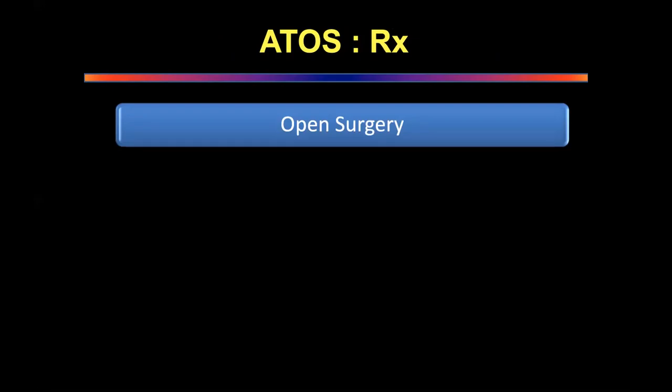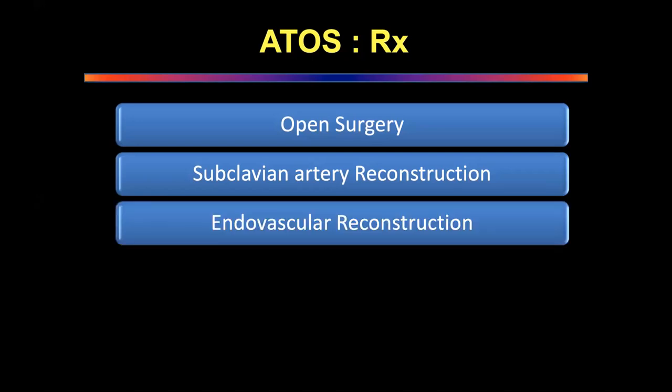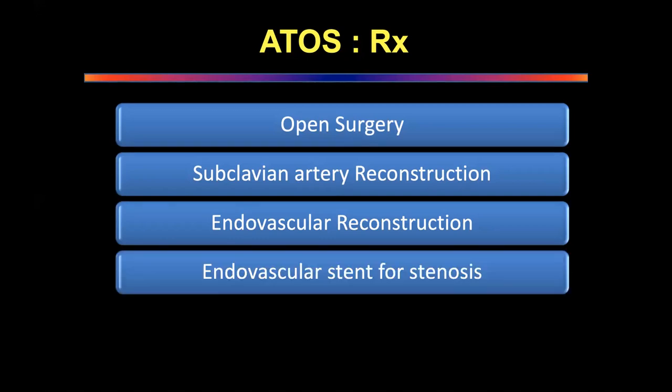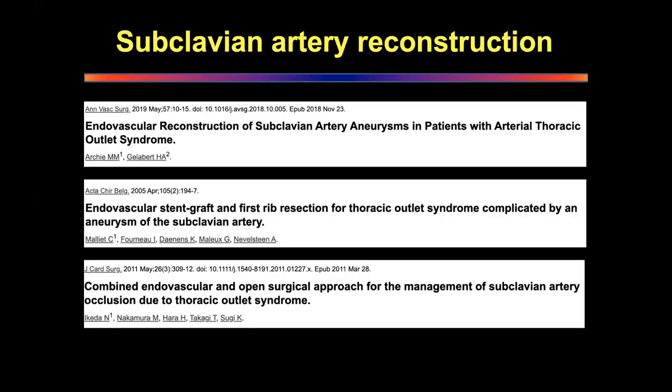Open surgery was traditionally done in the olden days, where we would do subclavian artery reconstruction. But nowadays, increasingly, this work has gone endovascular. So a lot of people are doing endovascular stenting for stenosis and then doing the rib part at a second sitting. So sort out the vascular problem initially and then do the rib part if required. And a lot of people are doing endovascular stenting for subsequent aneurysms, because sometimes these patients develop pseudoaneurysms of the subclavian artery or the subclavian vein. These are the sort of articles that are coming out in the literature for subclavian artery reconstruction using endovascular techniques.